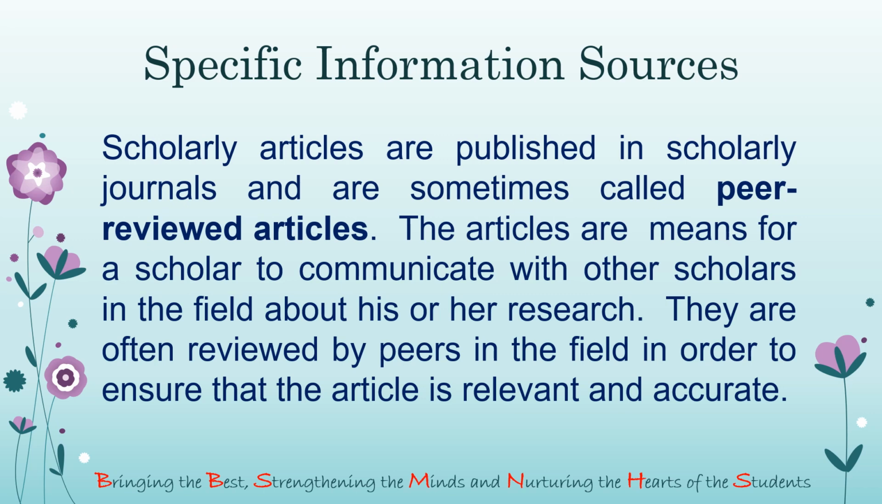Aside from the primary sources, secondary sources, and tertiary sources of information, we have the so-called specific information sources. First in line is what we call the scholarly articles. These are published in scholarly journals and are sometimes called peer-reviewed articles. The articles are means for a scholar to communicate with other scholars in the field about his or her research. They are often reviewed by peers in the field in order to ensure that the article is relevant and accurate.